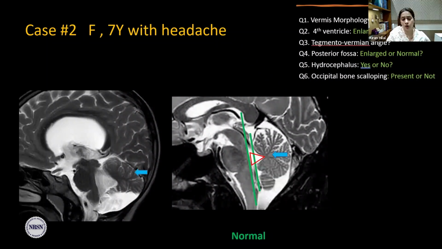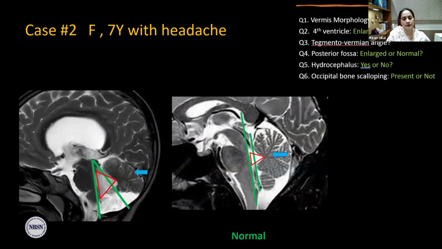If we talk about the tegmentovermian angle, which normally should be 0, it is definitely not 0. It is making an angle of 30 when I measure. And hydrocephalus, is hydrocephalus present? Just compare it with the normal. Of course, we can see the hydrocephalus here.